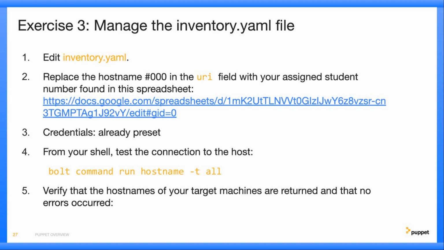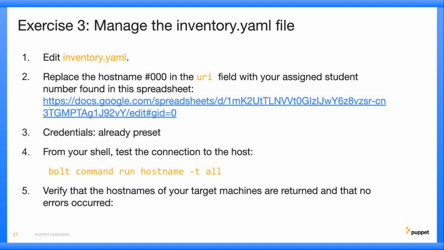Unknown transport HTTP. Ryan, could you paste your error message? Yeah, there shouldn't be a transport HTTP in there anyway. Transport should either be WinRM or SSH. Ryan, if you could just give us a view of your inventory.yaml file, that would help. Adi, can you just share the screen and show Ryan your inventory YAML?